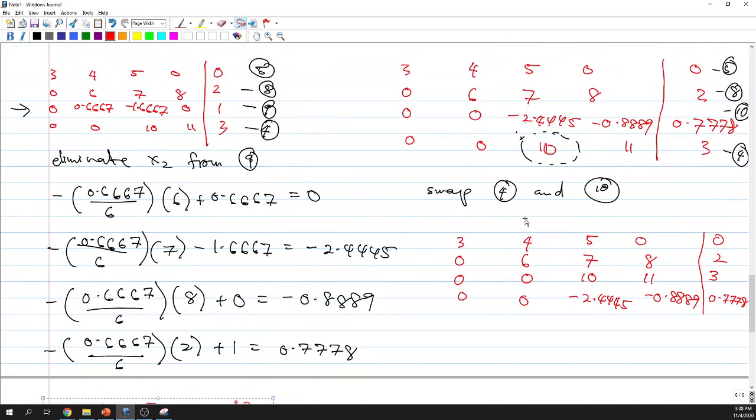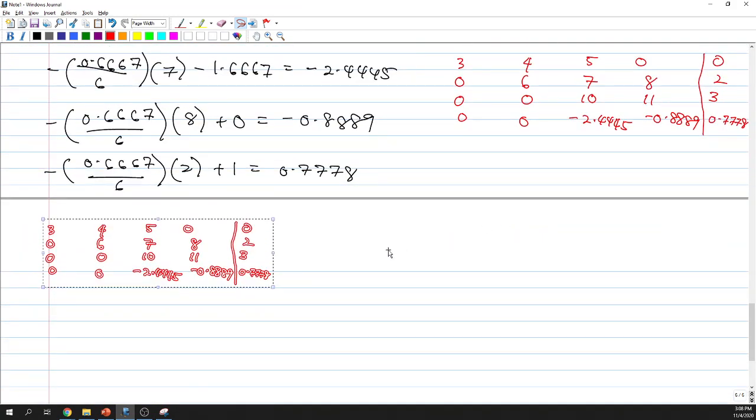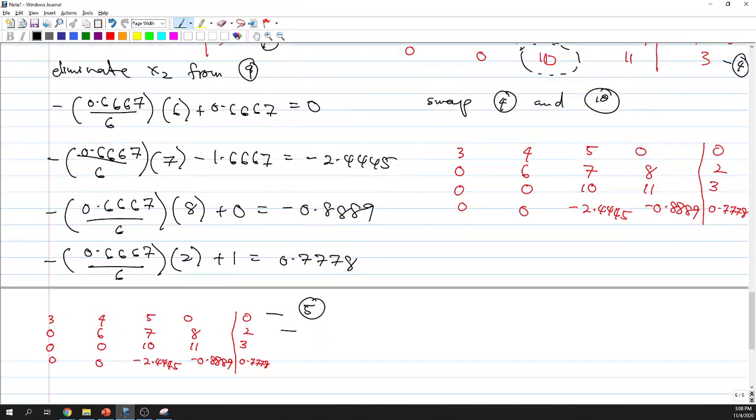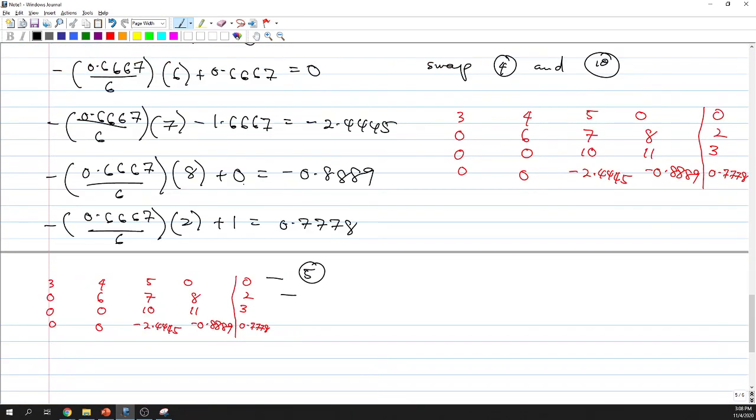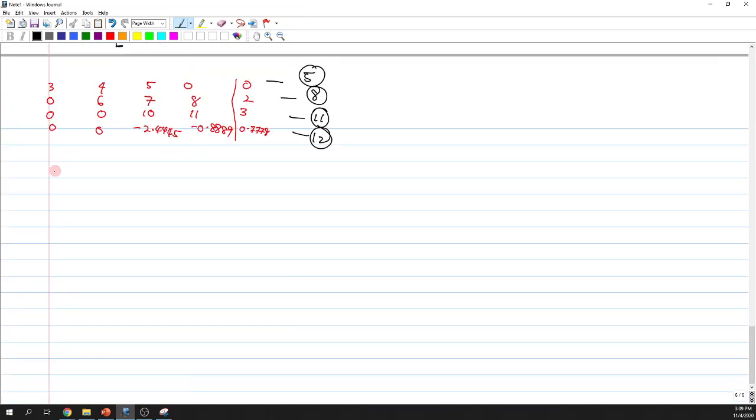So equation 5, 8, 11, 12. Okay. 5, this is equation 8, 8, 11, 12. Okay, so then we do again.